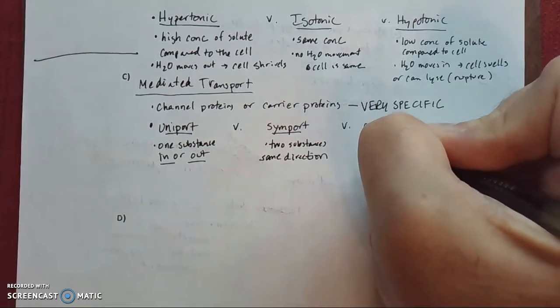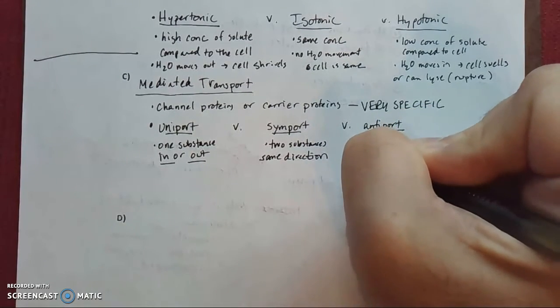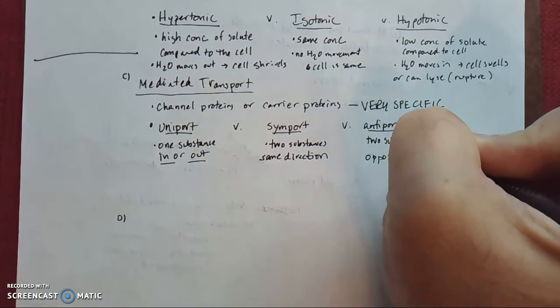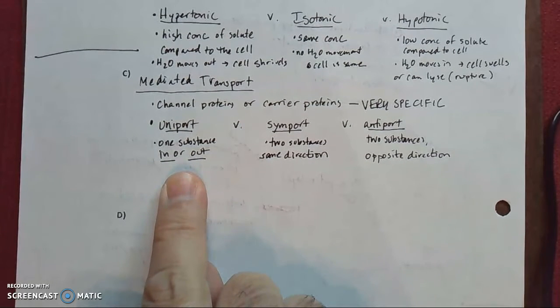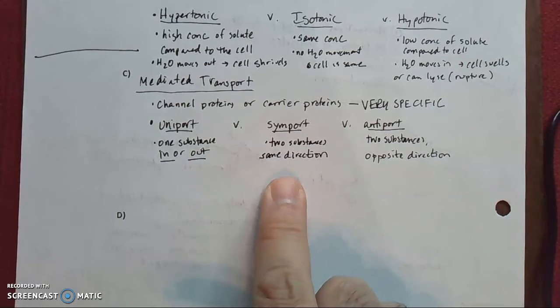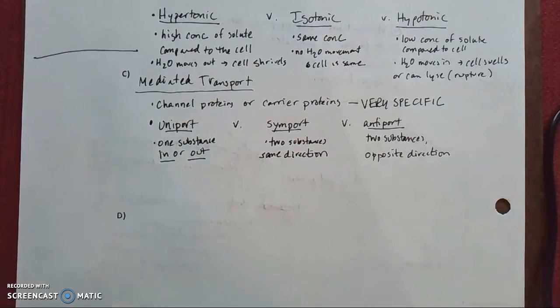Antiport, two substances, opposite directions. So as one thing comes in, something else goes out, and it happens at the same time. So you can think of these like doors in and out of a cell. This one, you have a one-way door. Things either go in or they go out, one substance. This one, two things have to go in or two things have to come out, and this, as one thing's going in, another thing's going out.